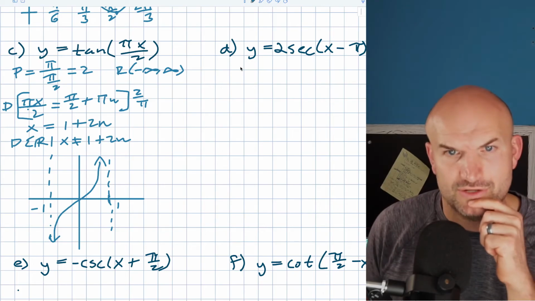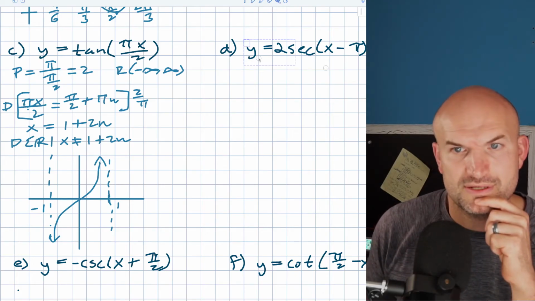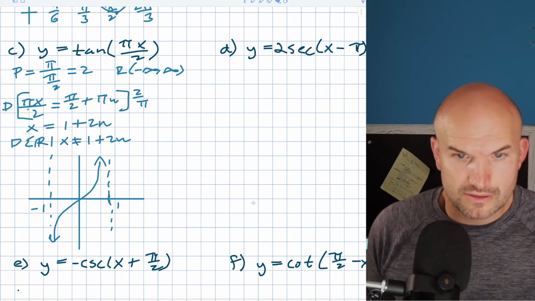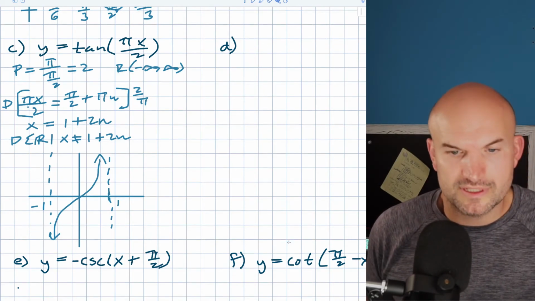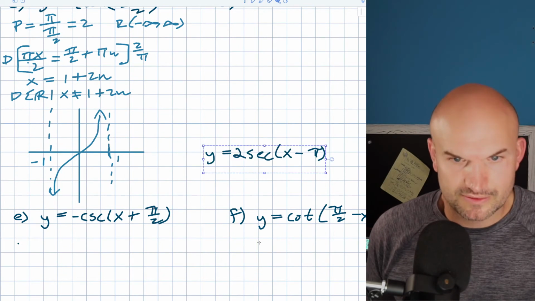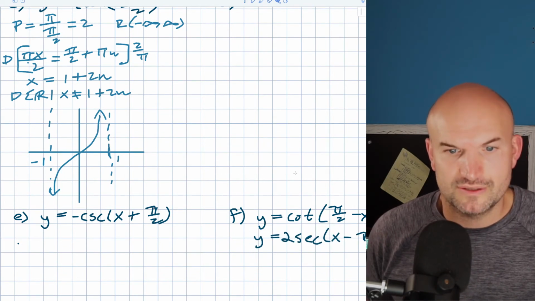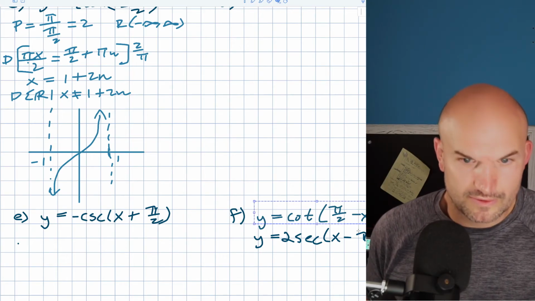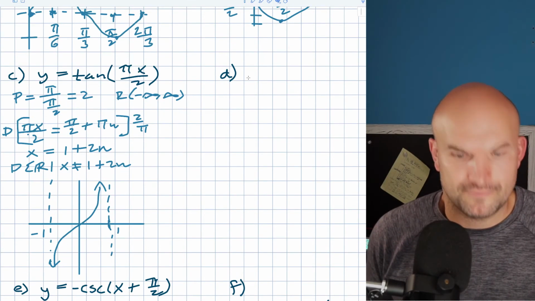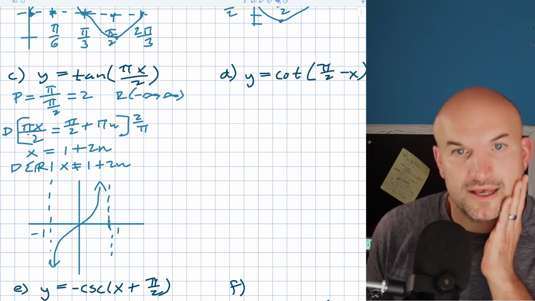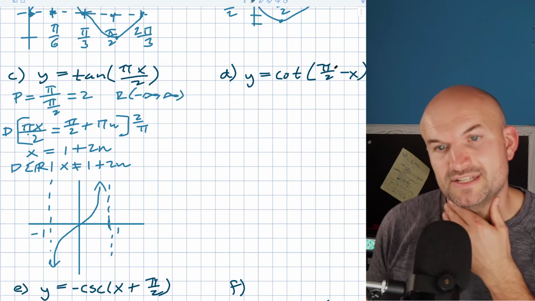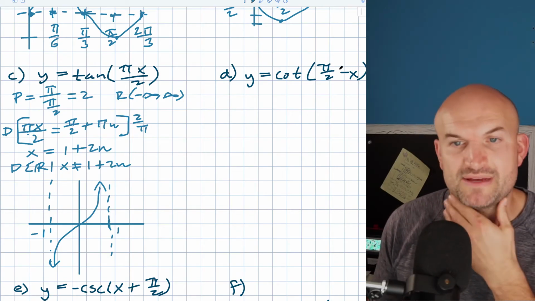I don't know why I did a cotangent. Let's swap these, because I figure you might as well do these two next to each other since they're much more similar. All right, cotangent. Now in this case, we have this little transformation here.